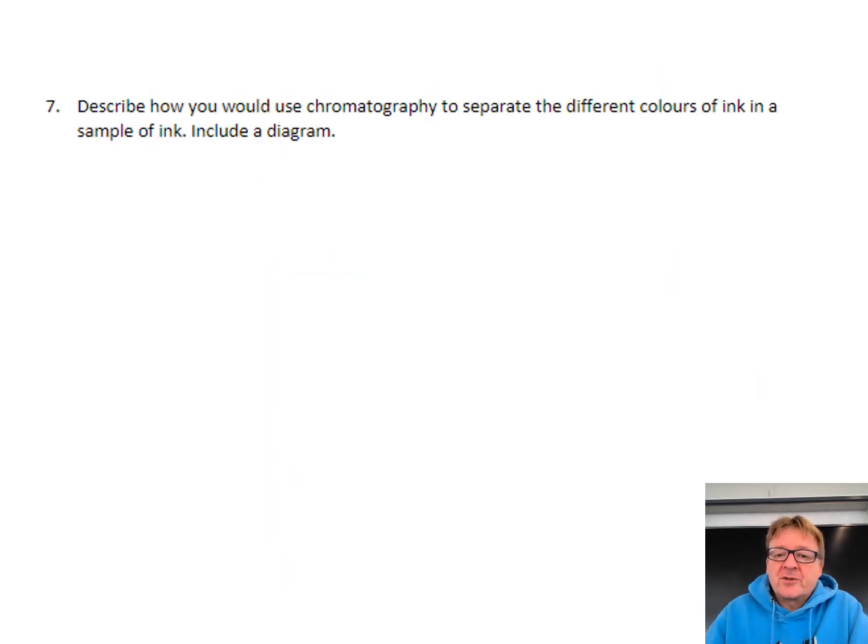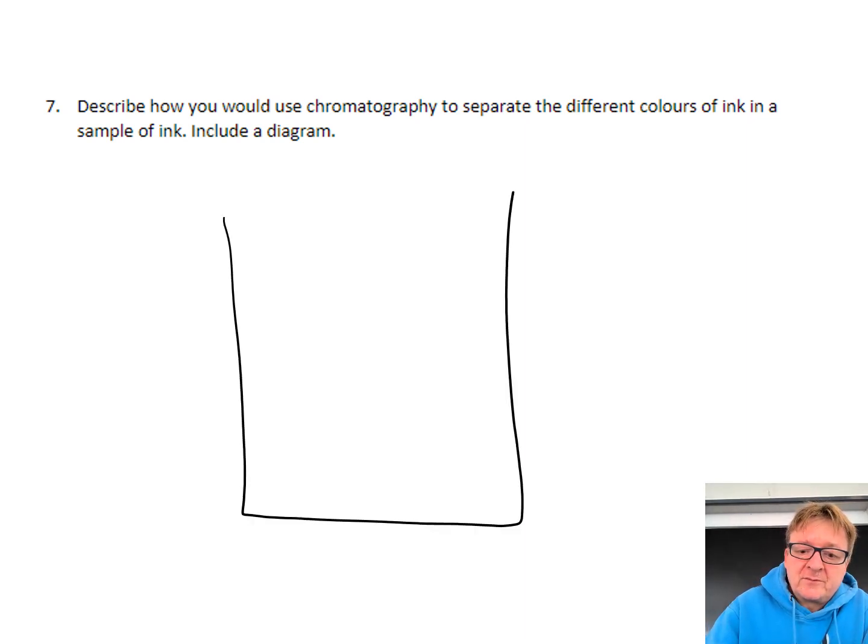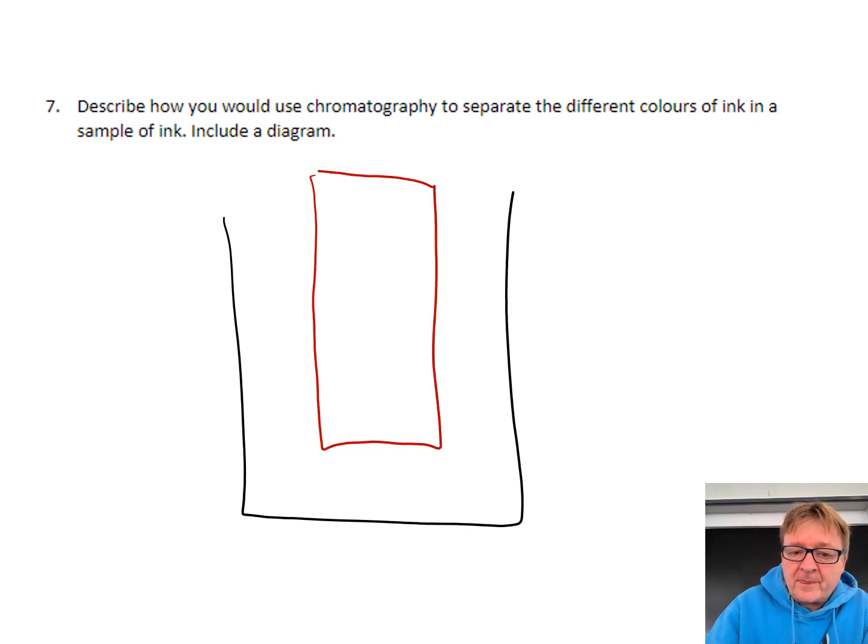Describe how you use chromatography to separate the different colours of ink in a sample. Alright, so there's my beaker. Oh, I could draw it in white, couldn't I? But that would be a bit silly. Right, so what I'll do is I'll draw my paper in a random colour.